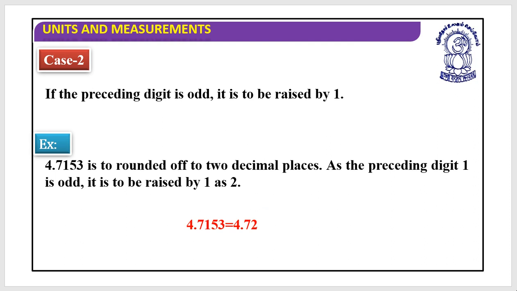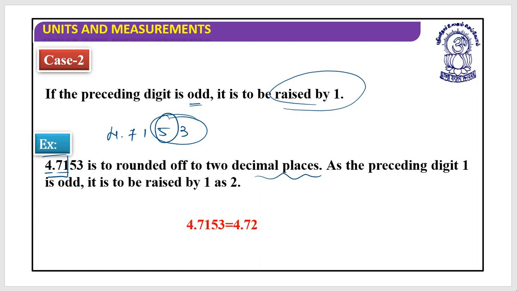We are talking about when we need to drop off the 5. If the preceding digit is odd, it is to be raised by 1. So let's say the number is 4.7153 and I require to round it off up to two decimal places. So what I require is 4.71, like the number. But when I need to drop, the number is like this. I need to drop this. So when I drop 5, I need to look at the preceding digit. The preceding digit is 1, which is an odd number.